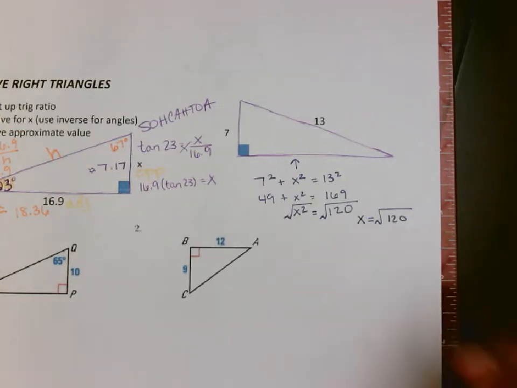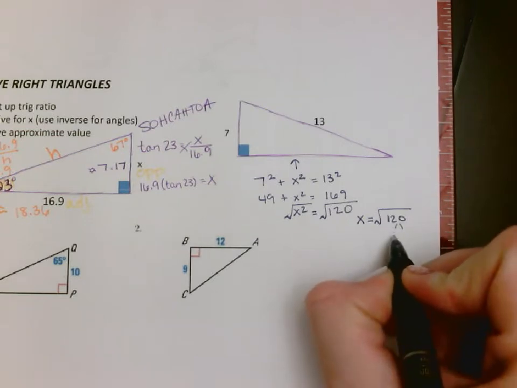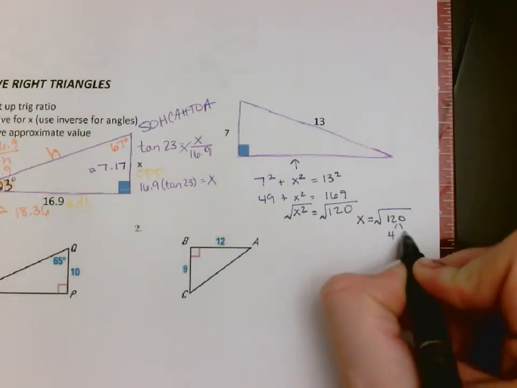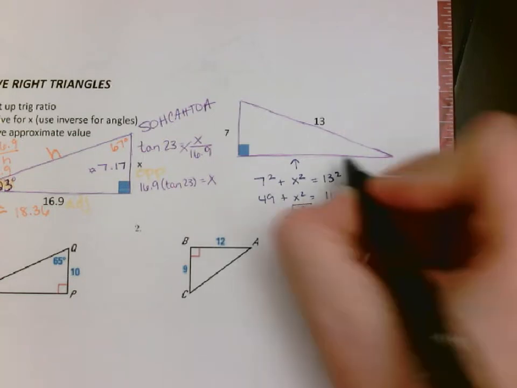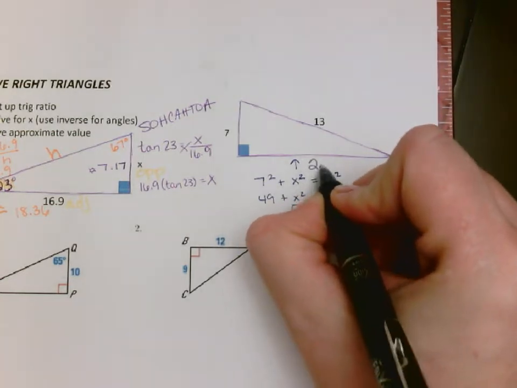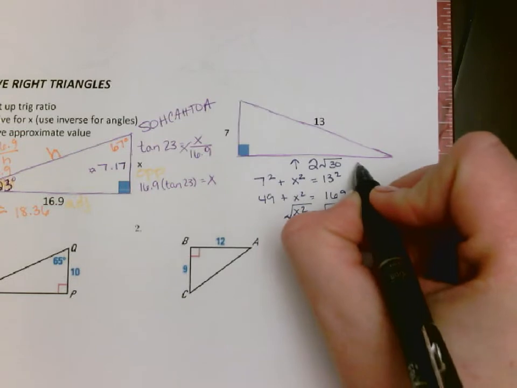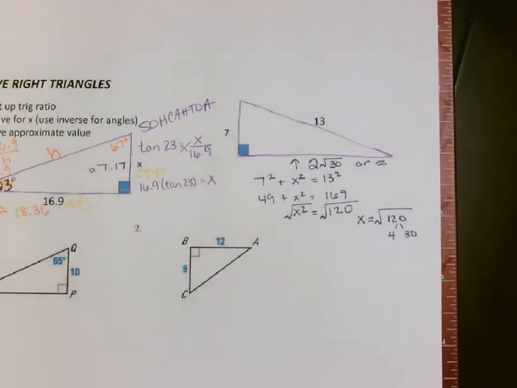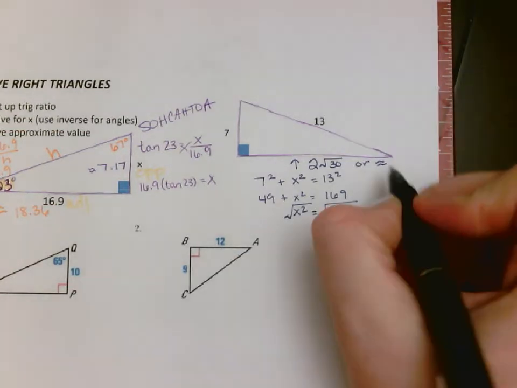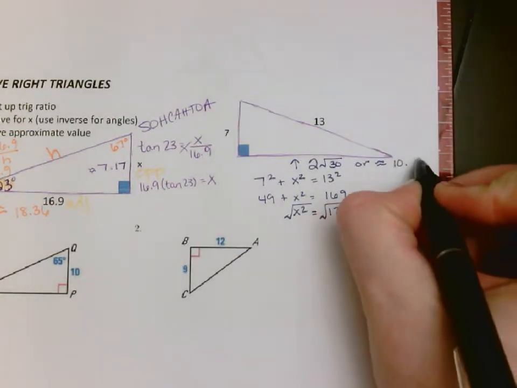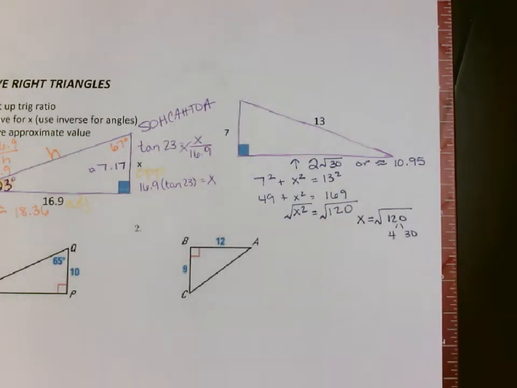So a nice number that goes in there is 4 and 30. So this would be equal to 2 square roots of 30, or approximately 10.95. You can do that because it says approximate when we are solving right triangles. Unless we ask you to do exact answers, you may approximate because you could use trig.